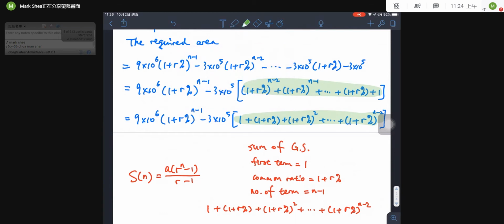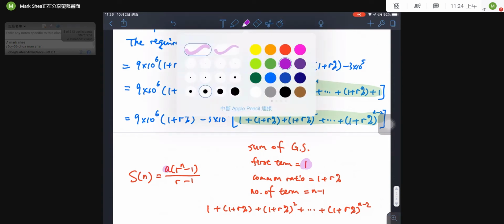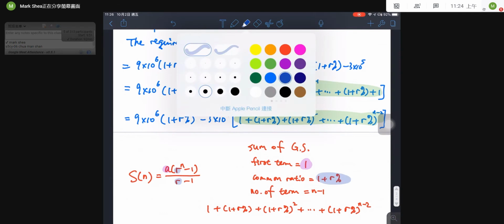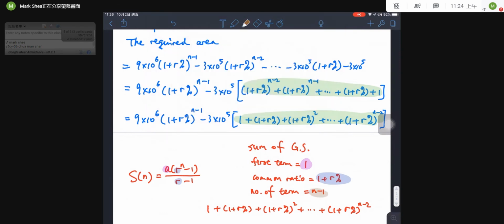and the common ratio. The first term is 1, so that I can apply the formula, and the common ratio is 1 plus r percent. Okay, and the number of terms here should be n minus 1. And how can we know that it is n minus 1? We can observe from the sum that it starts from 1 and then 1 plus r percent to power 1.